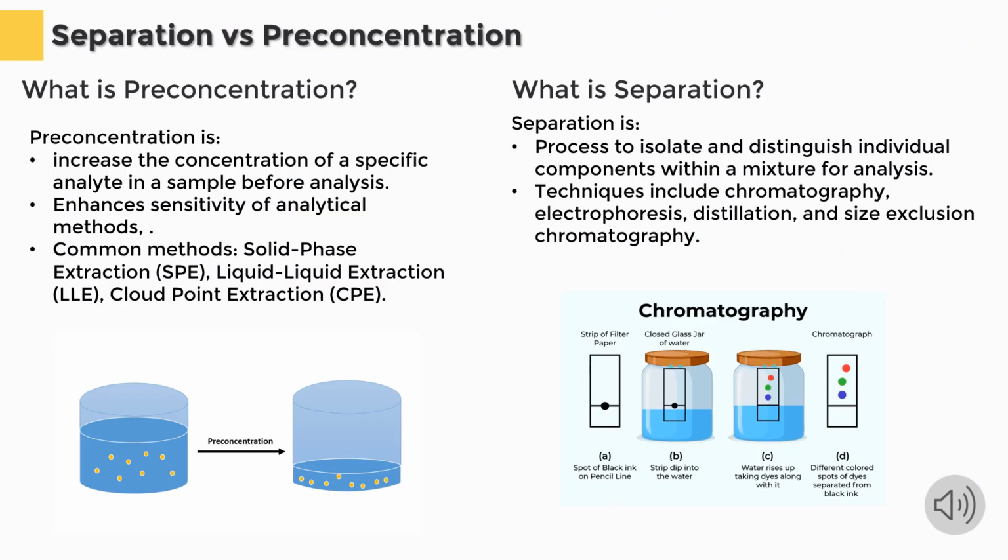Now let us discuss what is preconcentration and separation. What is preconcentration? Preconcentration is a technique that increases the concentration of a specific analyte in a sample before analysis, enhancing sensitivity. Common methods include solid phase extraction, liquid-liquid extraction, and cloud point extraction. After preconcentration, the concentrated analyte is eluted, desorbed, or released for analysis.